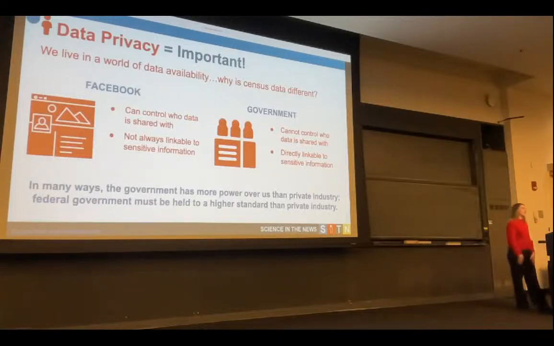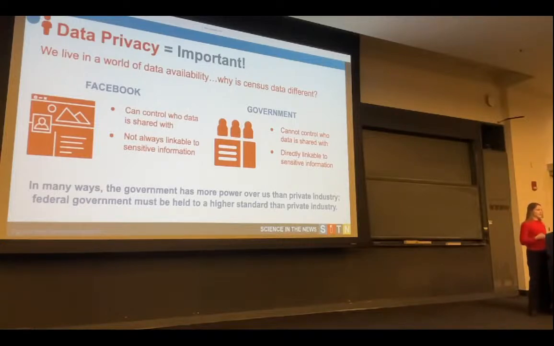And right now you may be thinking, we live in a world of data availability, right? Why does census data merit all these additional protections? Can't I just go on Facebook and look and answer all these questions? But I think there's a few fundamental differences between data that's shared on Facebook and data that's shared by the Census Bureau about citizens. Sharing data on Facebook is a choice, right? And many people choose not to make that choice, and they also have control over who data is shared with and what data is shared on Facebook.